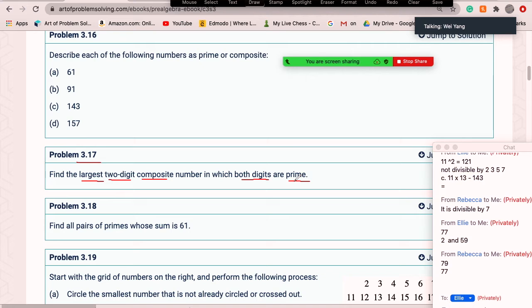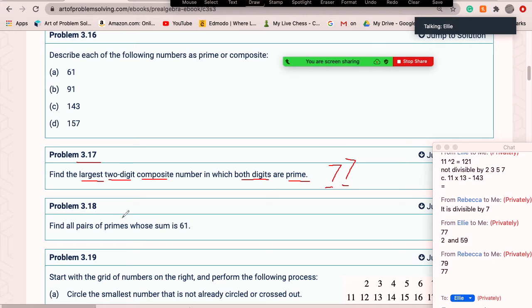Diego, we are waiting for your answer. So this problem's answer is 77. 7 is a prime number, 7 is also a prime number, then 77 is a composite number. This is the largest. Okay, good. Now let's work on 3.18.